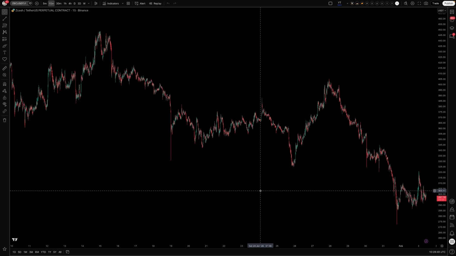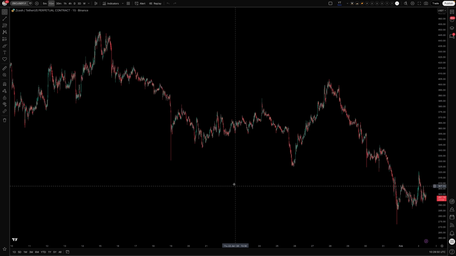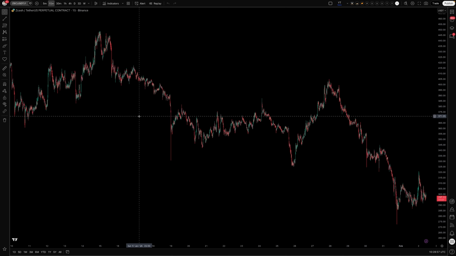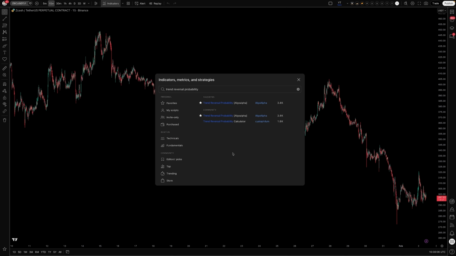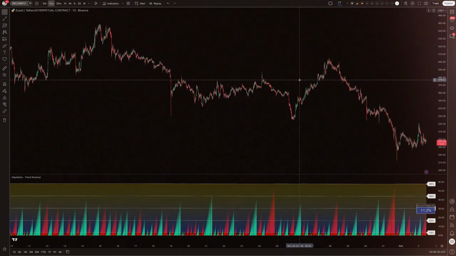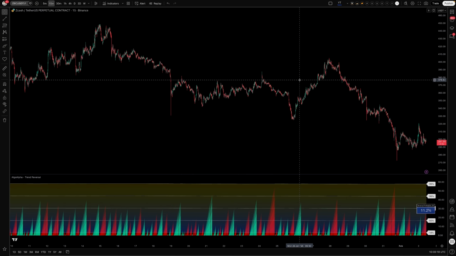Let's open TradingView. Any liquid instrument will do. For demonstration, let's take ZUSDT on the 15-minute time frame, for example. You can choose your own. Open the Indicators tab, type Trend Reversal Probability in the search bar, and add this indicator. It's ready to use right out of the box, but we'll go over exactly what it shows and which parameters are worth adjusting.